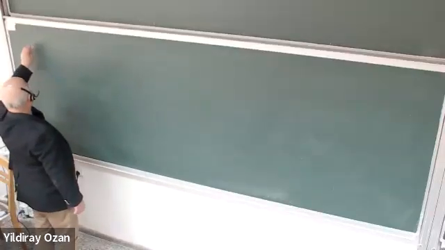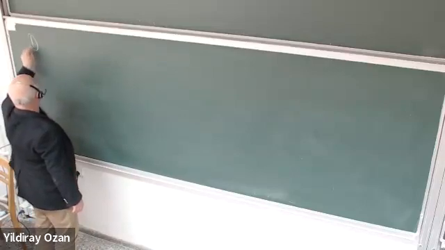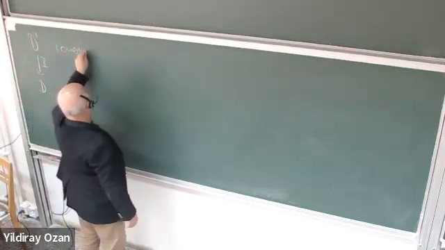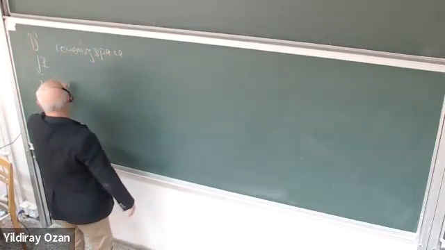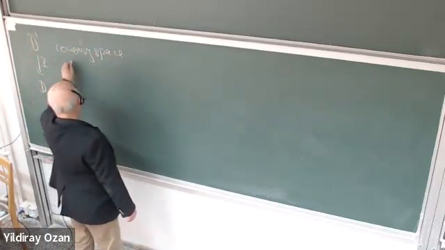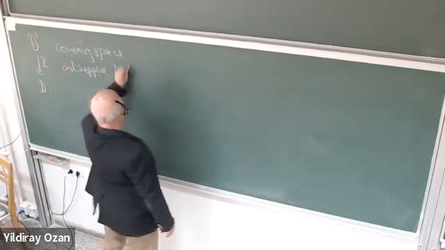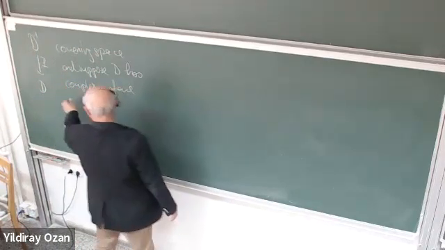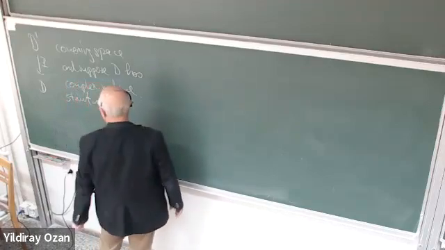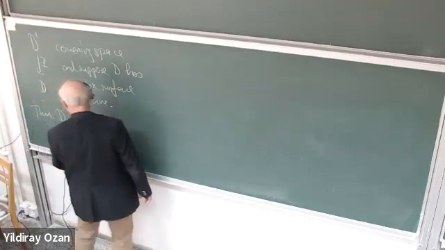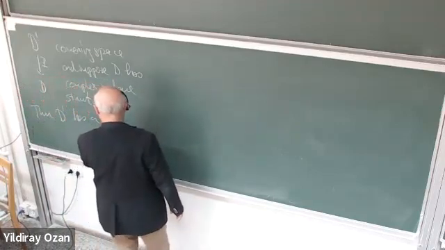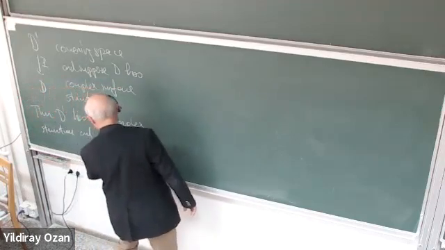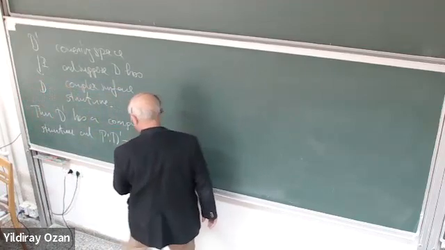So let's say D prime and D a covering space, and suppose D has a complex surface structure. Then D prime has a complex structure, and the map P is holomorphic.